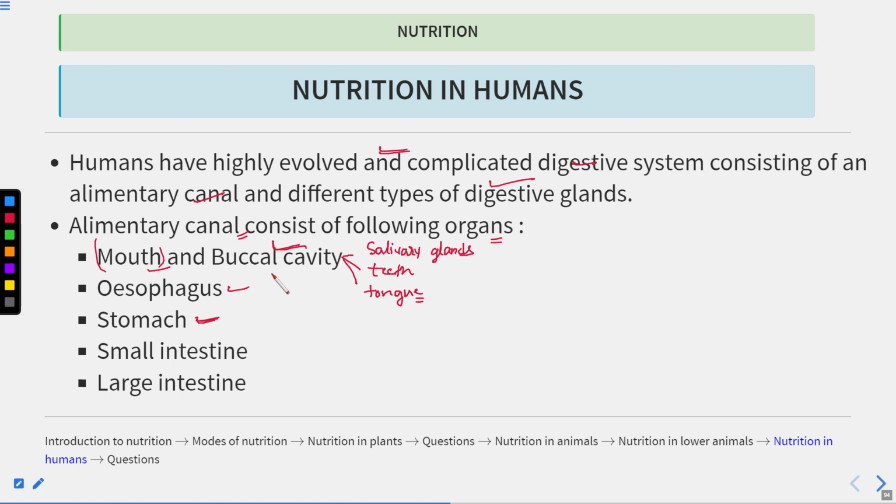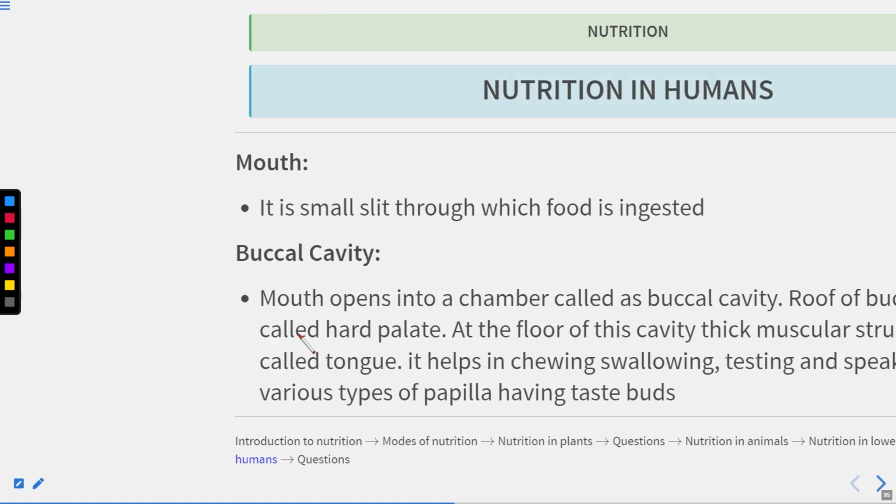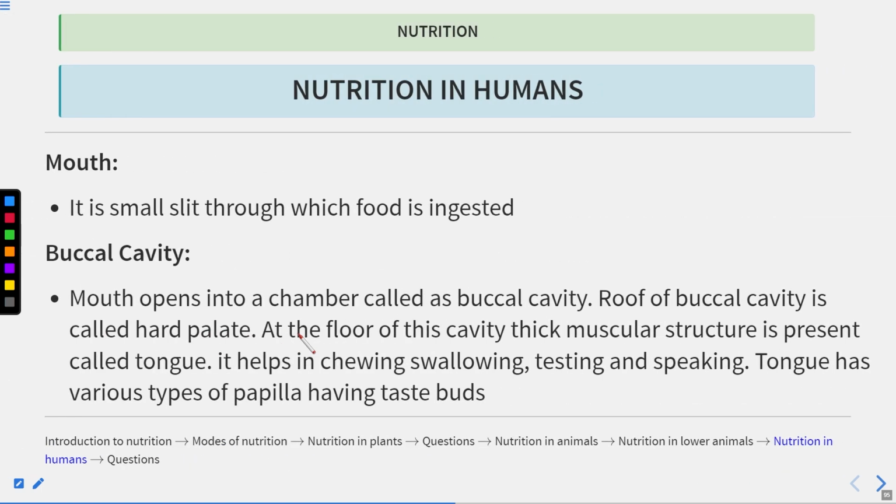digestion takes place. Then after the stomach, we have the small intestine. Then the small intestine is connected to the large intestine. And then after the large intestine, we have the rectum, and then the undigested food is thrown out of the body through the anus. Now let's talk about the mouth first. The mouth is a small slit through which food is ingested, or taken inside the body.